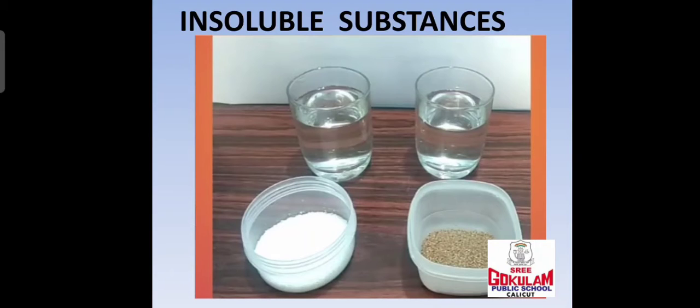Now we learned about soluble and insoluble substances. What are soluble substances? The substances that can be dissolved in water are called soluble substances. Example, salt and sugar. What are insoluble substances? The substances that cannot be dissolved in water are called insoluble substances. Example, chalk powder and sand.